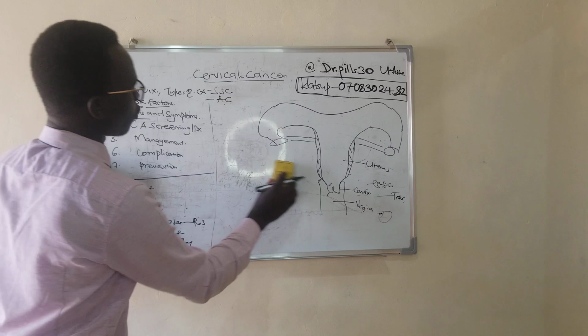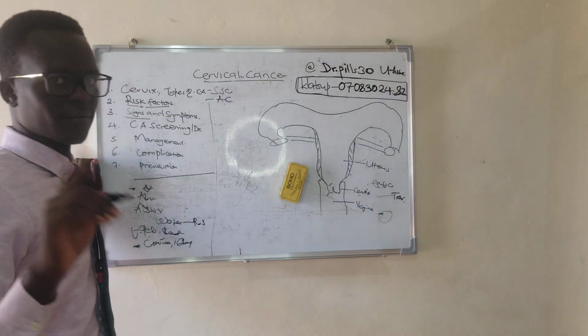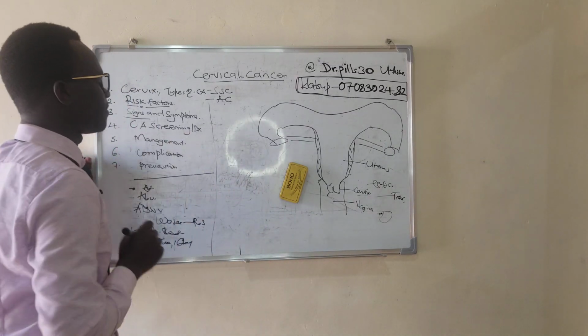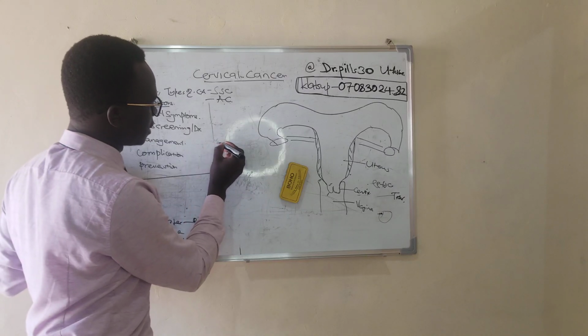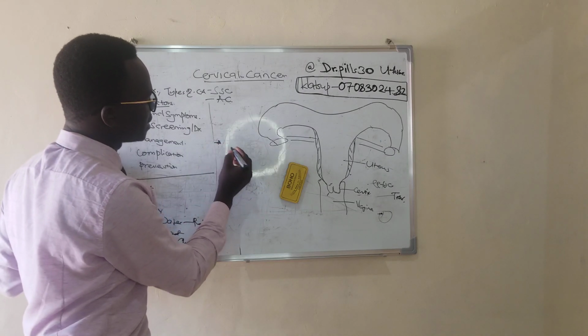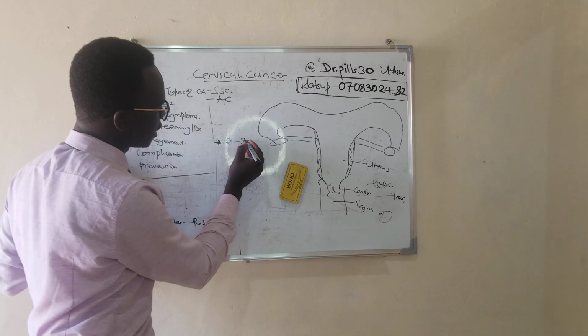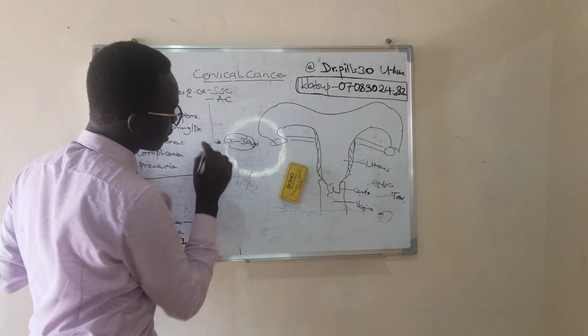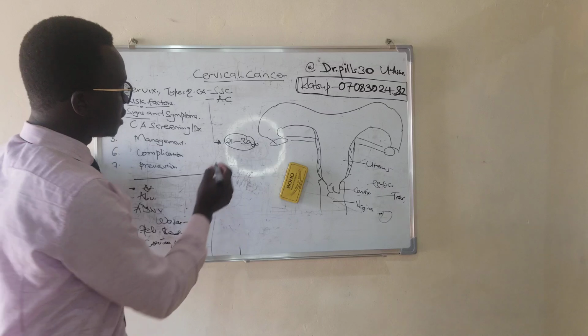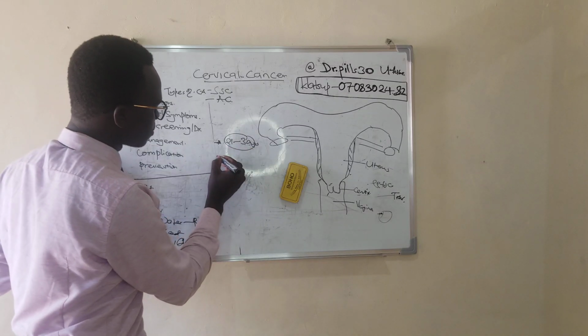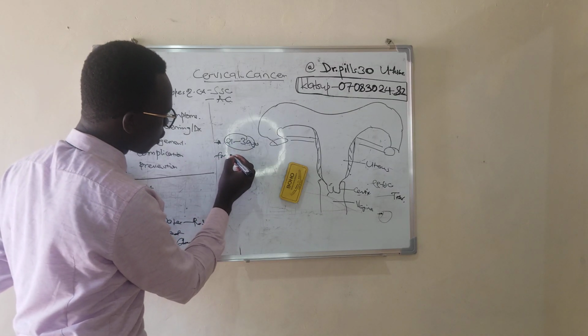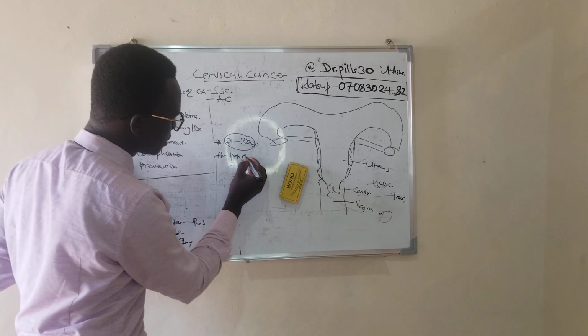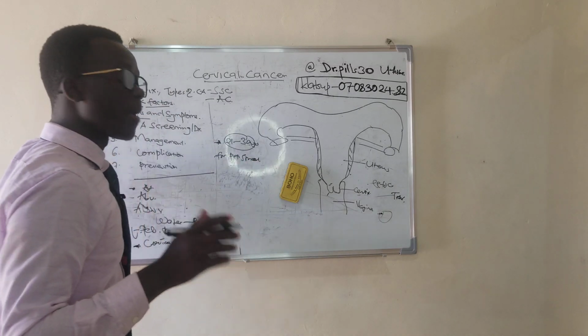Now, let's go to screening. How can we screen for cervical cancer? The screening of cervical cancer is mainly done at the age of 21 to 30 years, depending on the country. But within 21 to 30 years, you're supposed to go for what we call a pap smear.